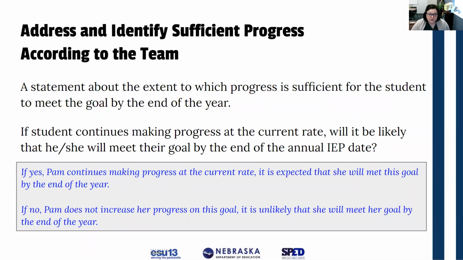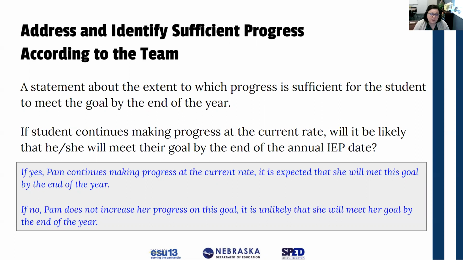And if we address and identify sufficient progress according to the team, so we're supposed to be analyzing this process. We're supposed to know, is this goal going to bring sufficient progress to this child? What we want to really think about in the progress monitoring IEP writing process is that we want to make sure that we address that we are looking at that component, because that's really what it is all about. So we need a statement about the extent to which progress is sufficient for the student to meet the goal by the end of the year.